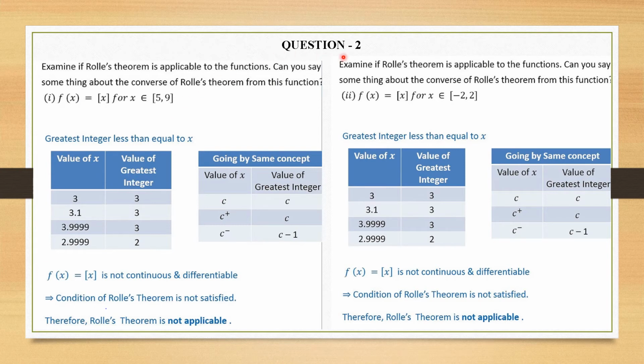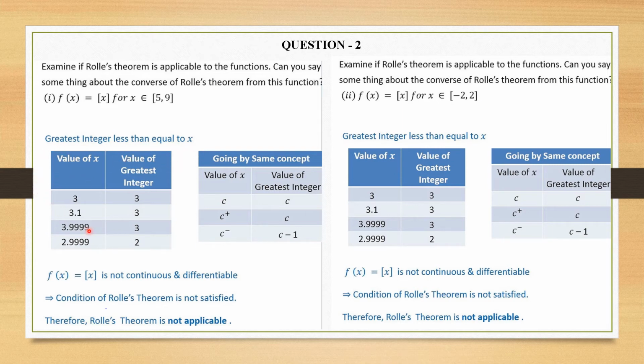Question number 2 says, examine if Rolle's theorem is applicable to the functions. Can you say something about the converse of Rolle's theorem from this function? Okay, so let us see. The first function is f(x) is equal to the greatest integer function [x] for x belonging to the closed interval [5, 9]. So first of all, we need to recapitulate what the greatest integer less than or equal to x is.